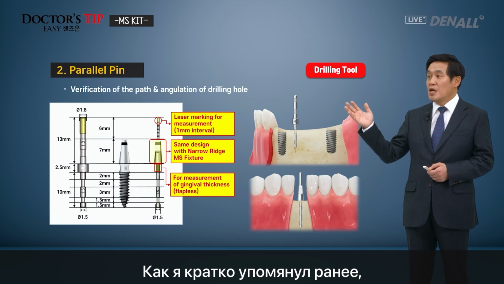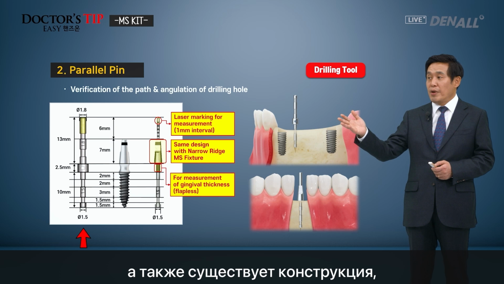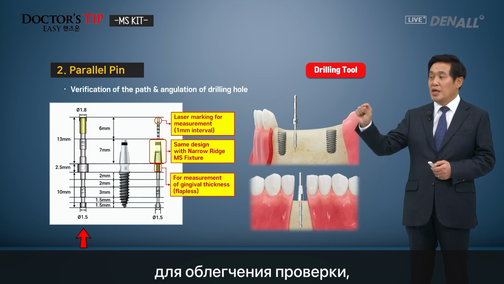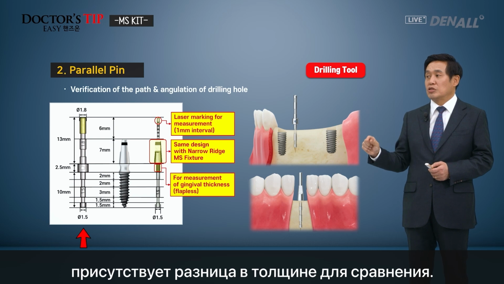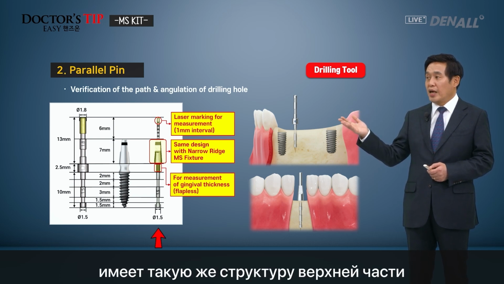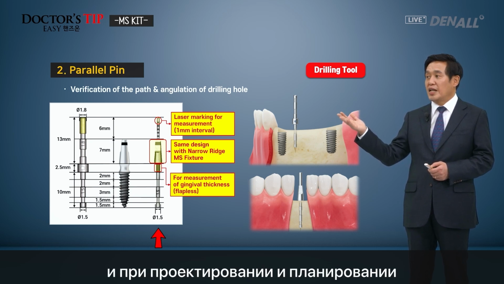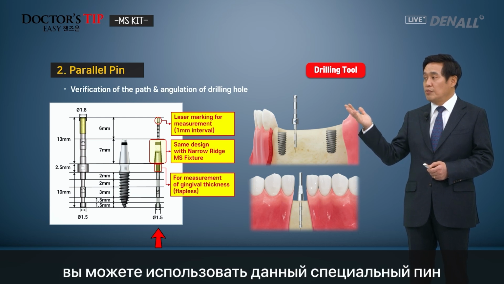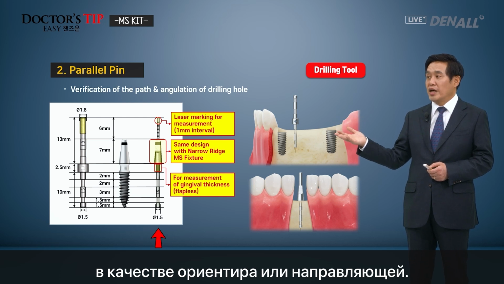As I briefly mentioned, for the parallel pin, you have the conventional type, and also, even in that structure, to check the millimeters more easily, you have a thickness difference for comparison. And one special thing, on the upper part of the MS fixture, it has the same design. So it has the same narrow fixture design, so that in designing the final prosthesis and planning, you can use this as a reference or a guide.